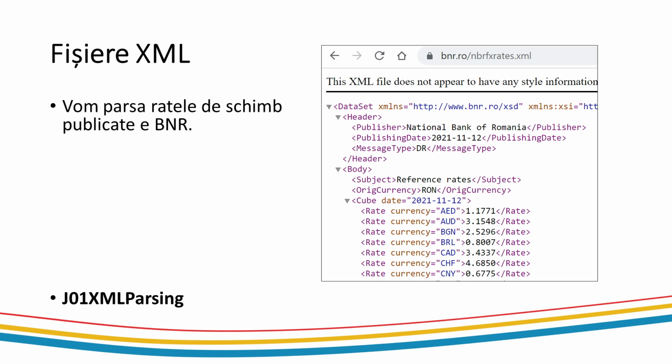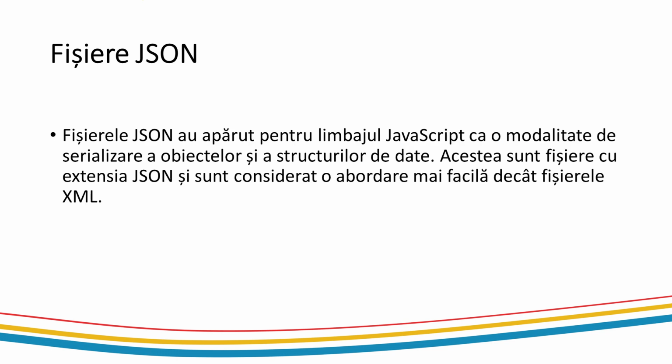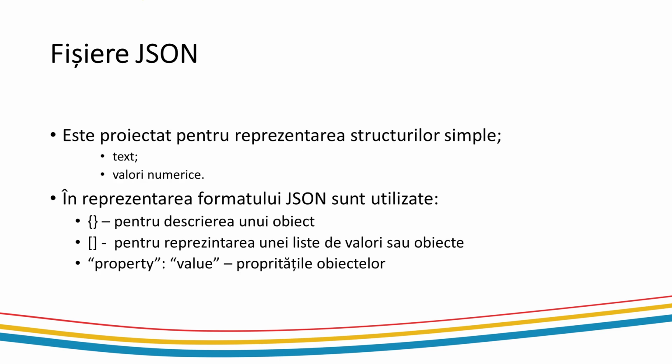Originating from JavaScript, often seen as simpler than XML. That's the general consensus, yeah. JSON was specifically designed for lightweight data interchange. It uses the .json extension. Its strength is representing simple structures. Text, numbers, booleans, and collections of those. And the syntax is pretty straightforward. Curly braces for objects, square brackets for lists or arrays.